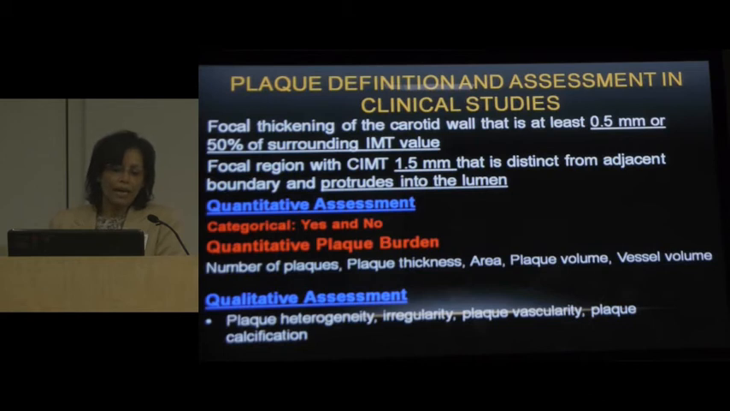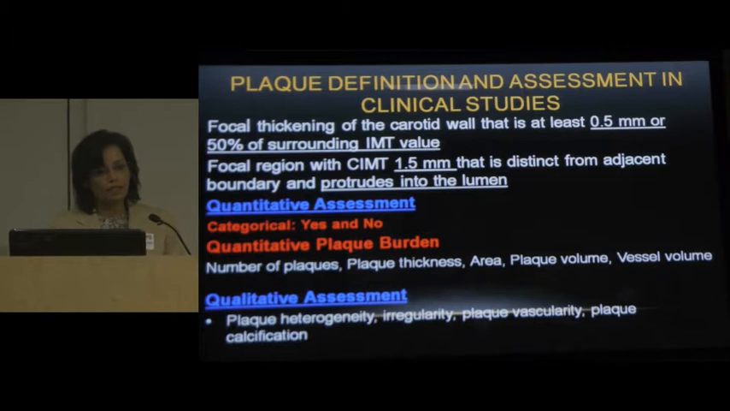What about plaque? Are we more clear about the definition of plaque? Well, there are two definitions floating around. One is a focal thickening of the carotid wall that's at least 0.5 millimeter in thickness, or is 50% of the surrounding IMT value. So any little bump, in other words, would be a plaque. The European Mannheim consensus defined a plaque as a CIMT thickening of 1.5 millimeter that is distinct from the adjacent boundary and protrudes into the lumen. So these are the two definitions of plaque that are floating around, and this is by 2D.